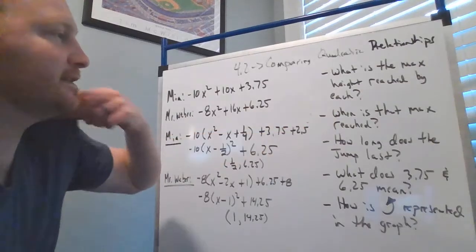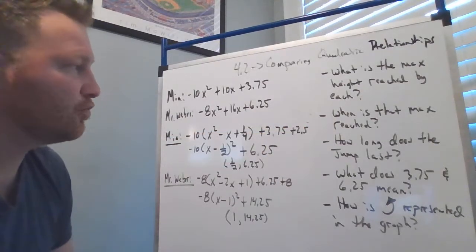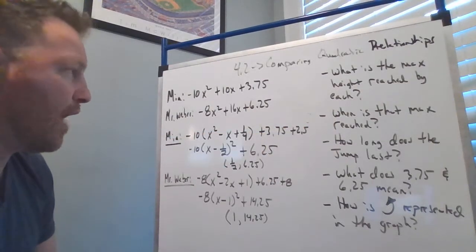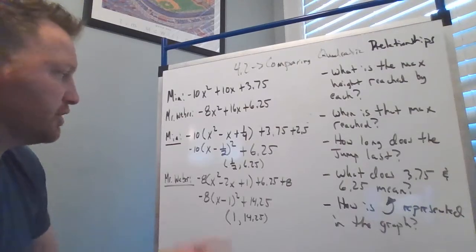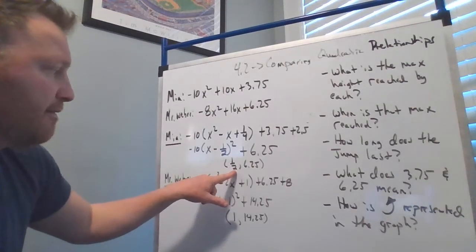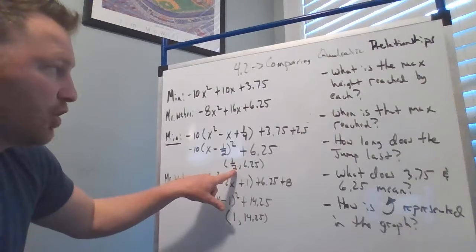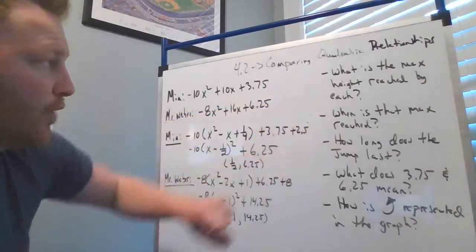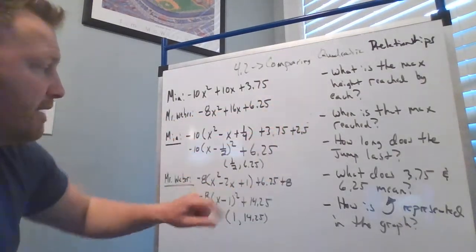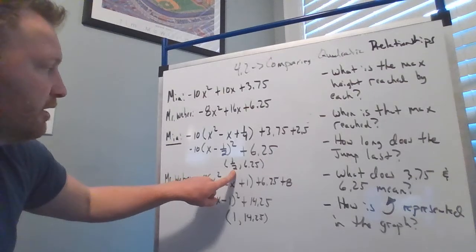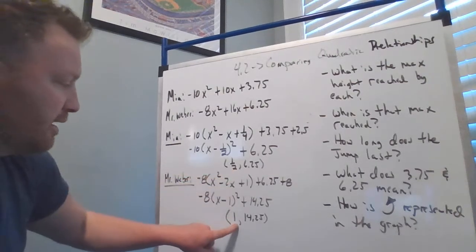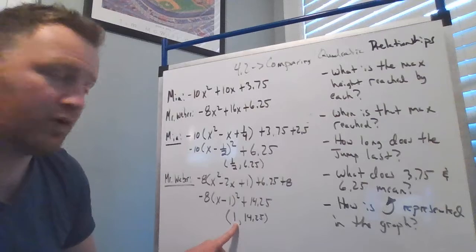When is the max reached? That is the time. That is the x variable. So the key here is to pay attention to the wording: when and what. When is the max reached? Well, Mia reaches it after half of a second, and Mr. Weber reaches it after 1 second.